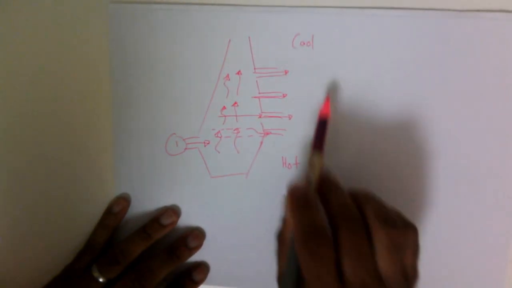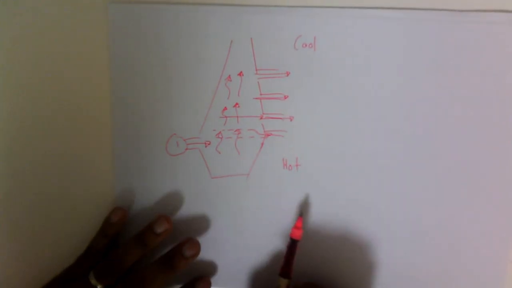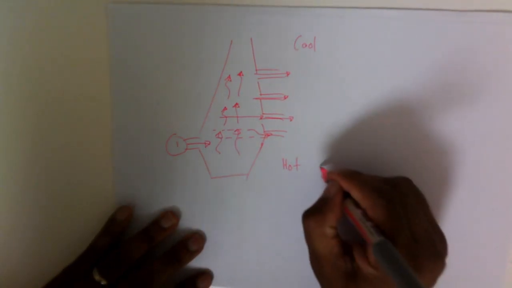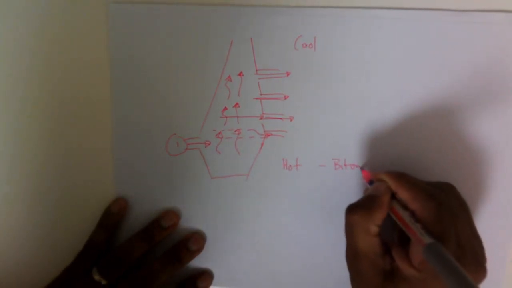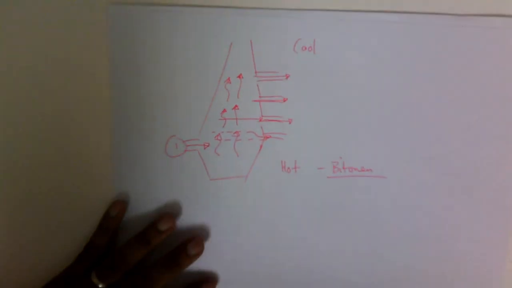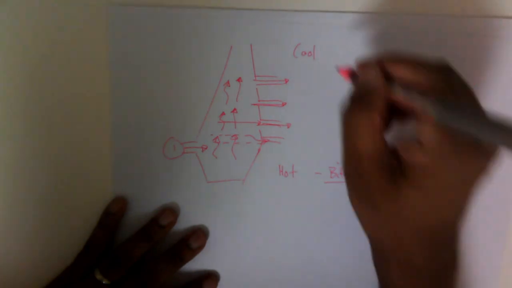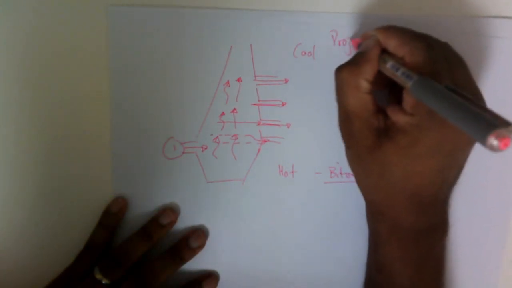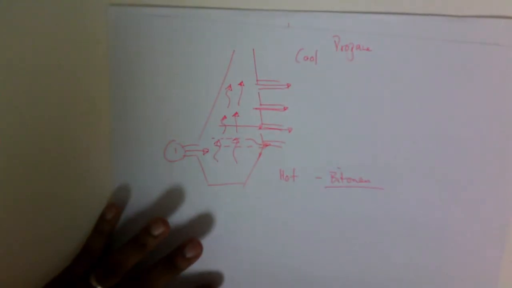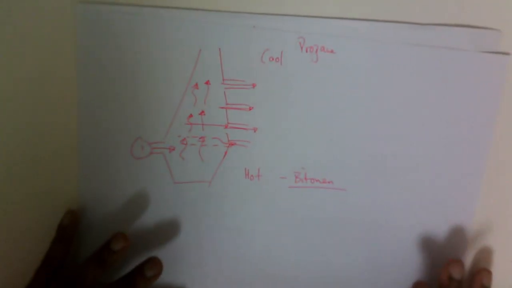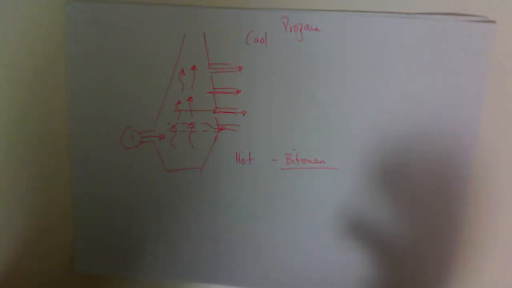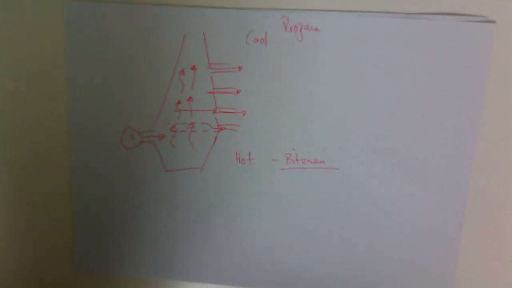The short hydrocarbon chains are at the top, the long hydrocarbon chains are at the bottom. Bitumen tends to be one of the longer hydrocarbon chains used in road tarmacs and road surfacing, and then you've got propane, which is one of the short hydrocarbon chains often used in camping canisters, because it burns really easily, and then a few things in between. So that is your fractional distillation of crude oil.